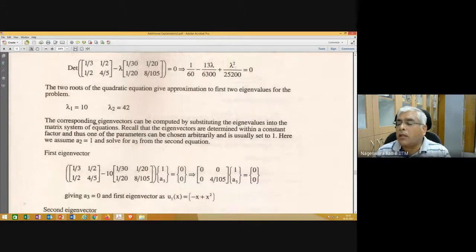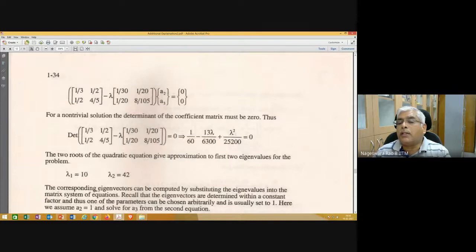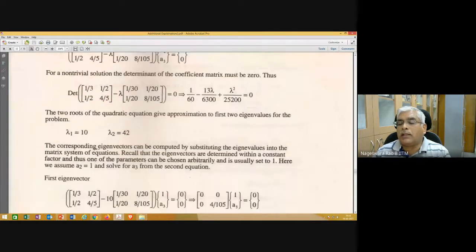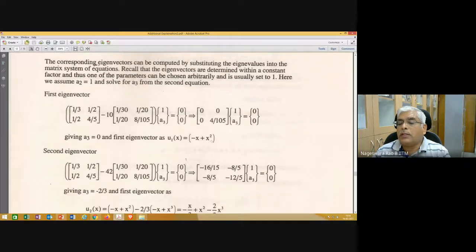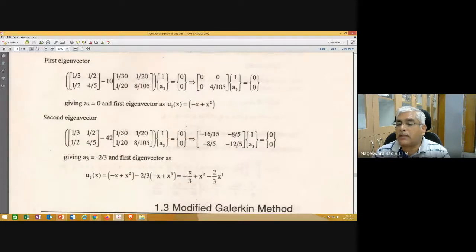That is also illustrated by taking lambda is equal to lambda 1, by substituting lambda is equal to 10 here. How to solve for A2, A3 is also illustrated here. So this is the first eigenvector and the second eigenvector. You go through it, and then if you have any questions, we'll discuss. You follow a similar procedure for solving the assignment problems.